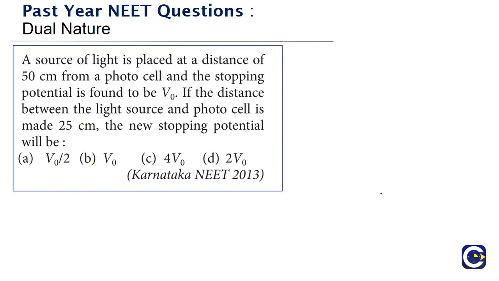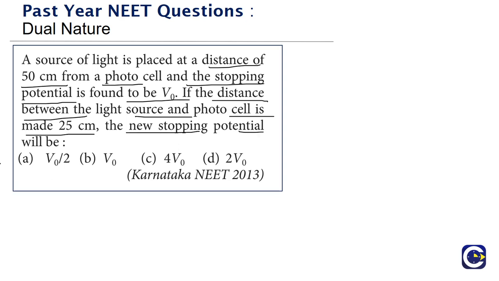Now we have another question, NEET 2013 Karnataka paper. A source of light is placed at a distance of 50 centimeter from the photocell, and the stopping potential is found to be V naught. If the distance between the light source and the photocell is made 25 centimeters, the new stopping potential will be how much? Now this is a kind of a theoretical question, so just think of it.